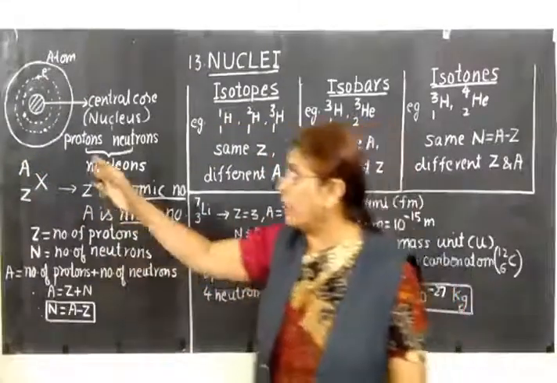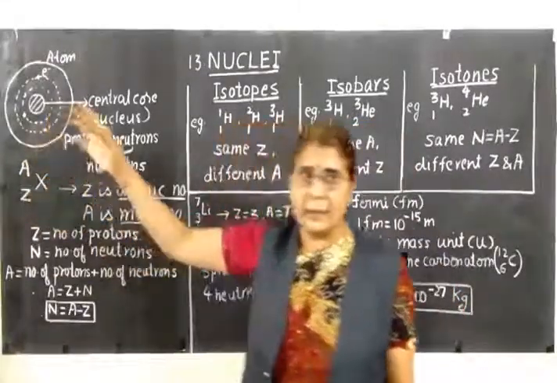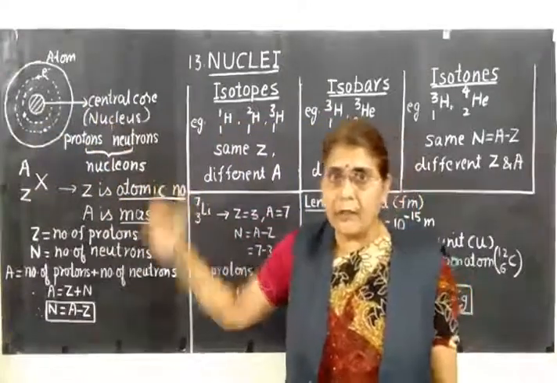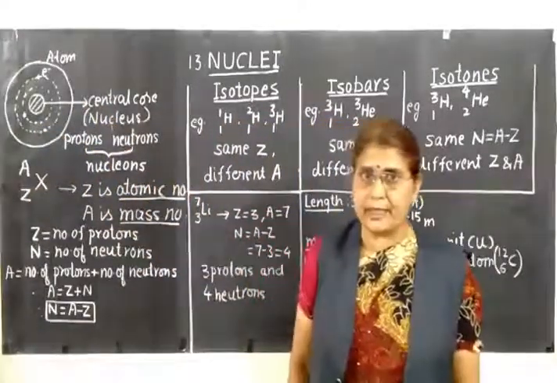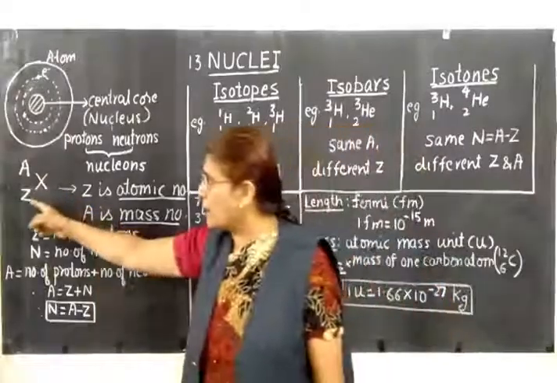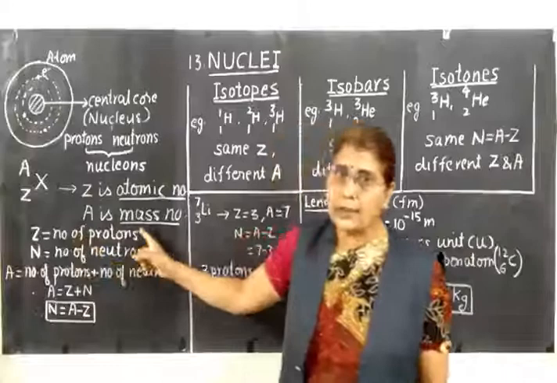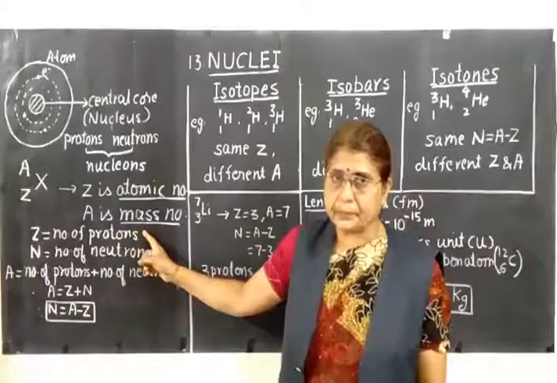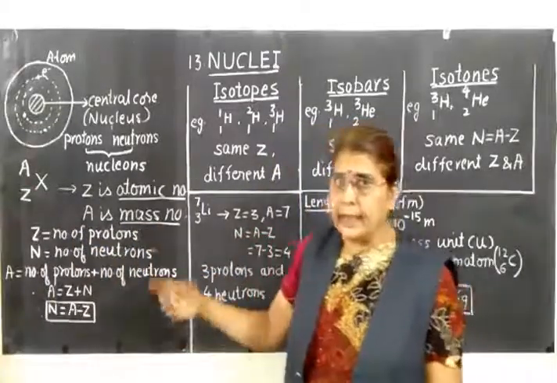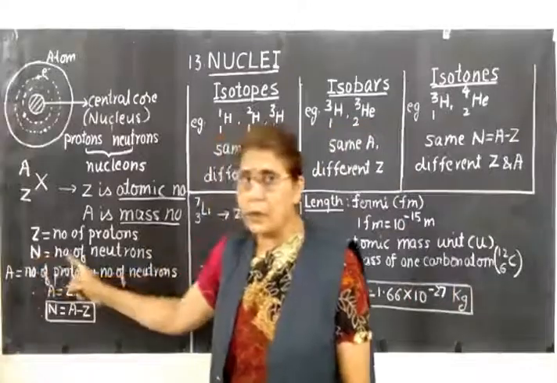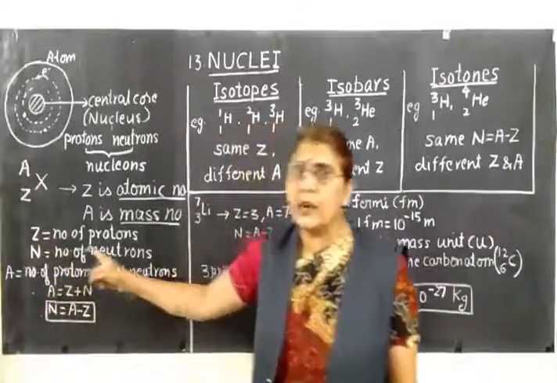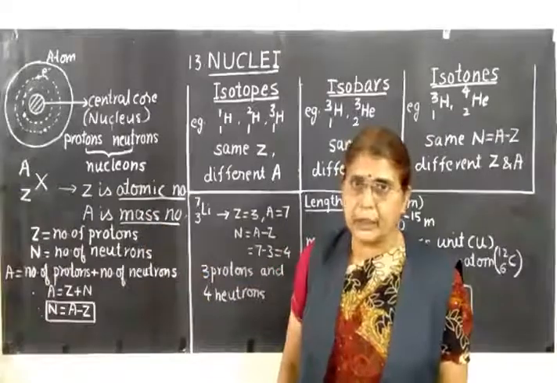You know about this atomic number and mass number in chemistry. You are already aware of this. Now let us revise the same once again. Z is the atomic number. So Z gives you the number of protons inside the nucleus. Let us say capital N stands for the number of neutrons inside the nucleus.